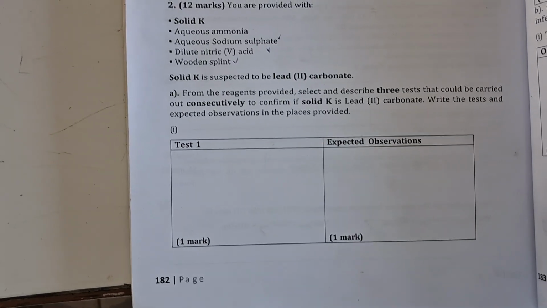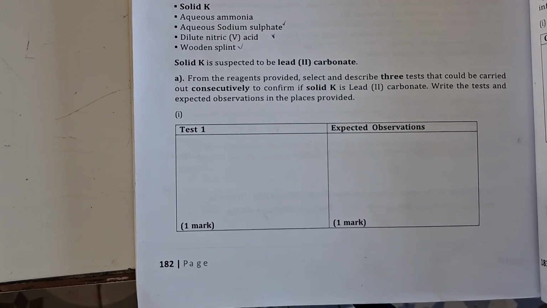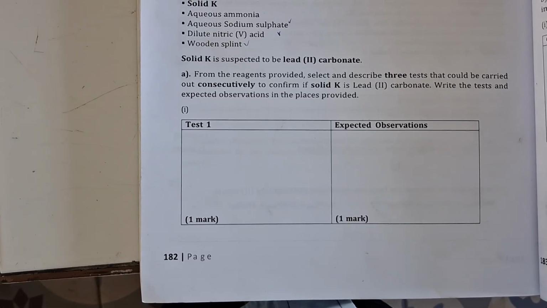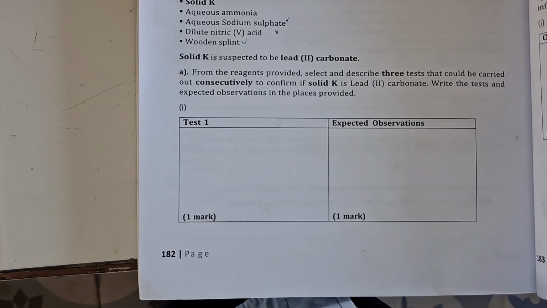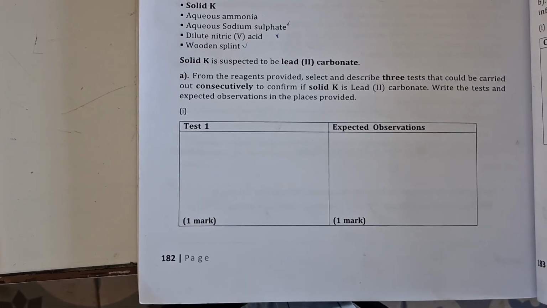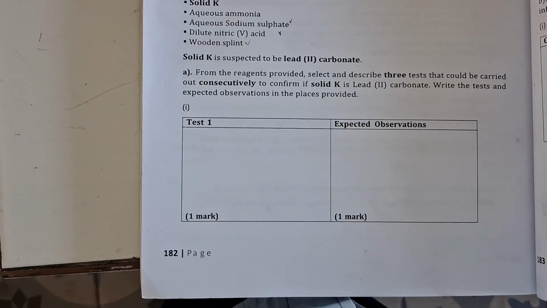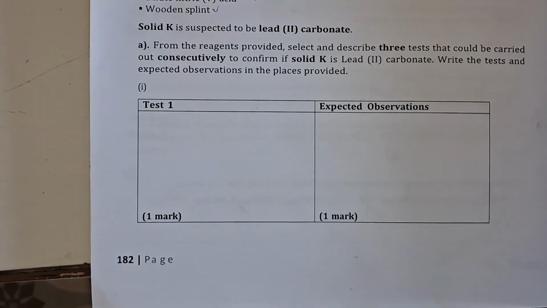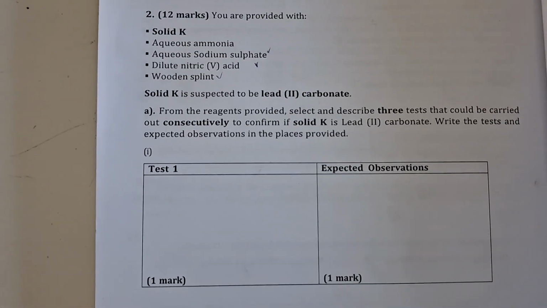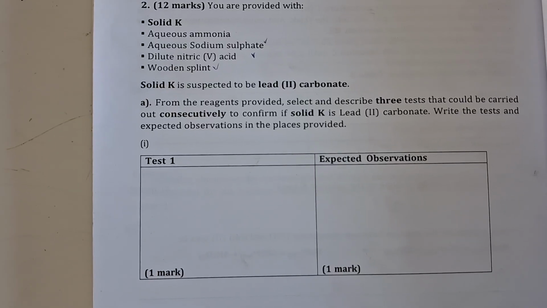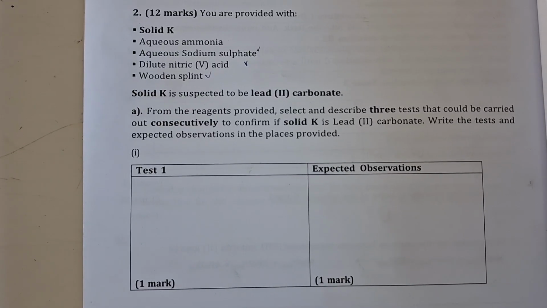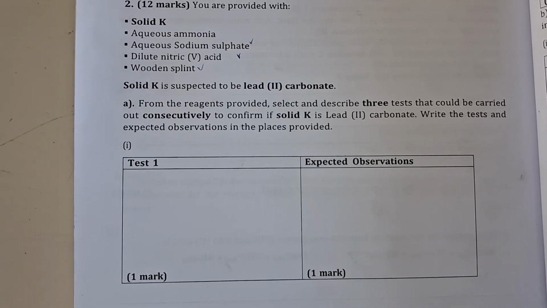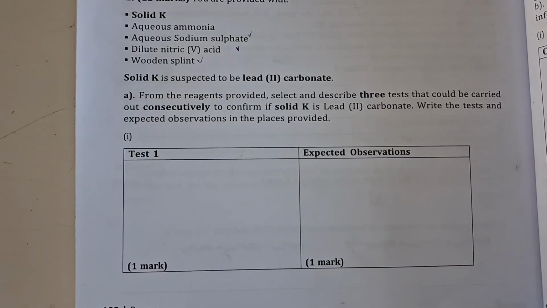You are provided with 1, solid K; 2, aqueous ammonia; 3, aqueous sodium sulfate; 4, dilute nitric(V) acid; 5, wooden splint. Solid K is suspected to be lead(II) carbonate. A. From the reagents provided, select and describe 3 tests that could be carried out consecutively to confirm if solid K is lead(II) carbonate.